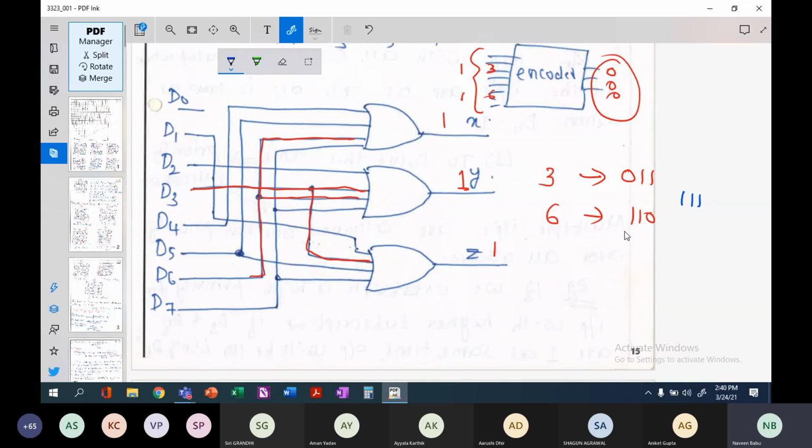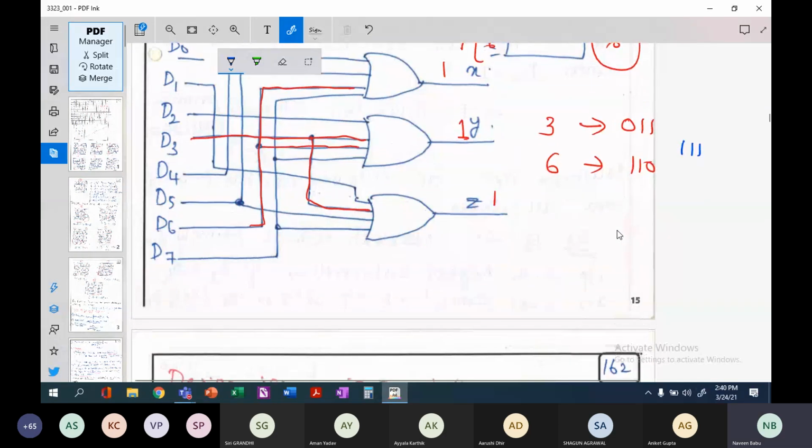So how do you solve this problem? You can create some kind of a priority. What I mean by priority is, if say D3 is high and at the same time D6 is also enabled or high, then always give priority to the larger number, which means when 3 and 6 are active, give priority to 6, which means you will get the output 110 only and not 011.